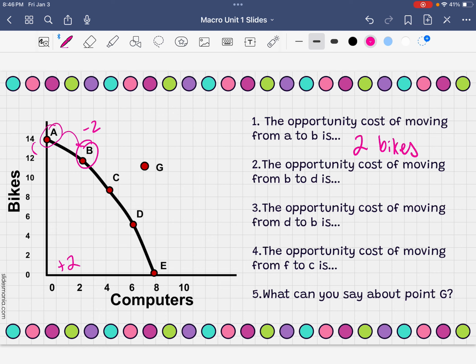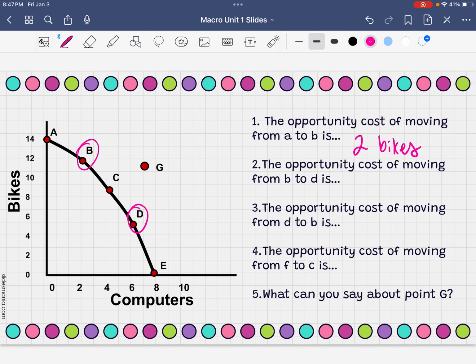Now we gain 2 computers. That's not what the question is asking. The question is asking, what do we lose out on? Okay, so let's do B to D, and then I'll switch and I'll do it on the chart way. So what's the opportunity cost of moving from B to D? I always like to circle the points. It just makes sense for me, B to D.